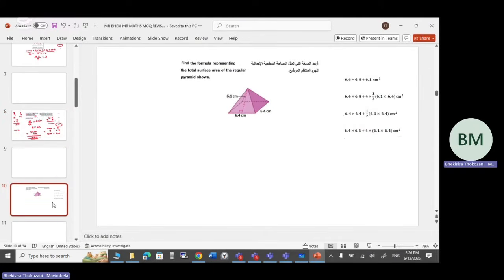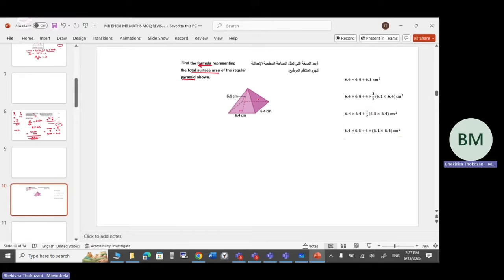Okay, another interesting one here. This one here talks about, first, try to identify what type of shape this is. That's the first thing I will do. So there's find the formula. Find the formula that represents the total surface area of the pyramid.